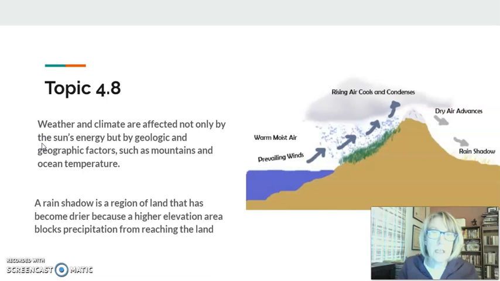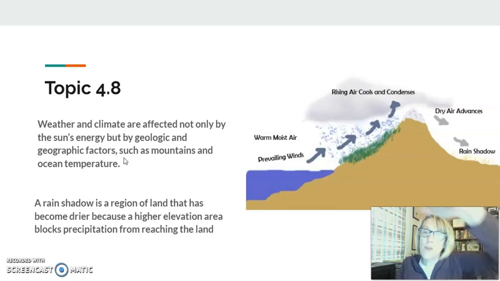The two things here to think about is basically that weather and climate are affected not only by the sun's energy, but by geologic and geographic factors. So mountain ranges or the ocean temperature. Right away, with ocean temperature, hopefully you're thinking about the Gulf Stream that's taking warm water and shifting it north and over towards Europe. So places like England are going to be a lot warmer than they would be without that ocean current.